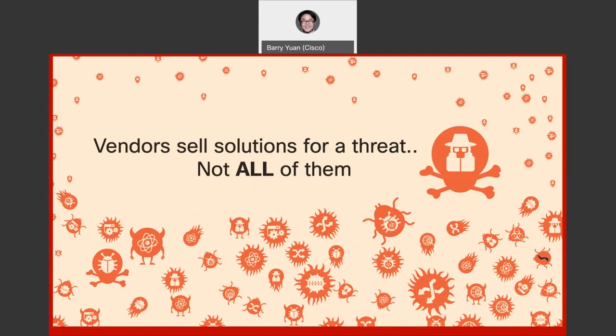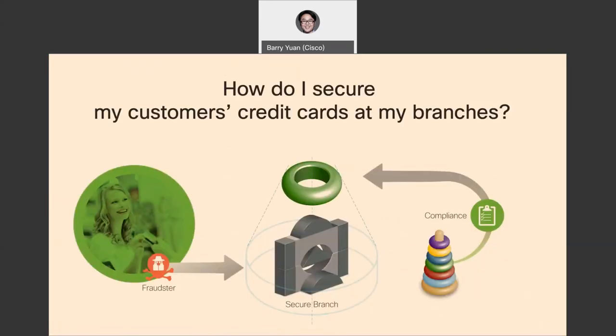And wouldn't it be great if there was a trusted advisor that can help look at the whole problem holistically from the customer and the business point of view and make recommendations regardless of whether they sell the product or not? So for example, what if the customer needs to secure their data center? Or what if the customer needs to figure out how to secure credit card information at every branch and maintain something like PCI compliance? This question can't be answered with just one product, right?